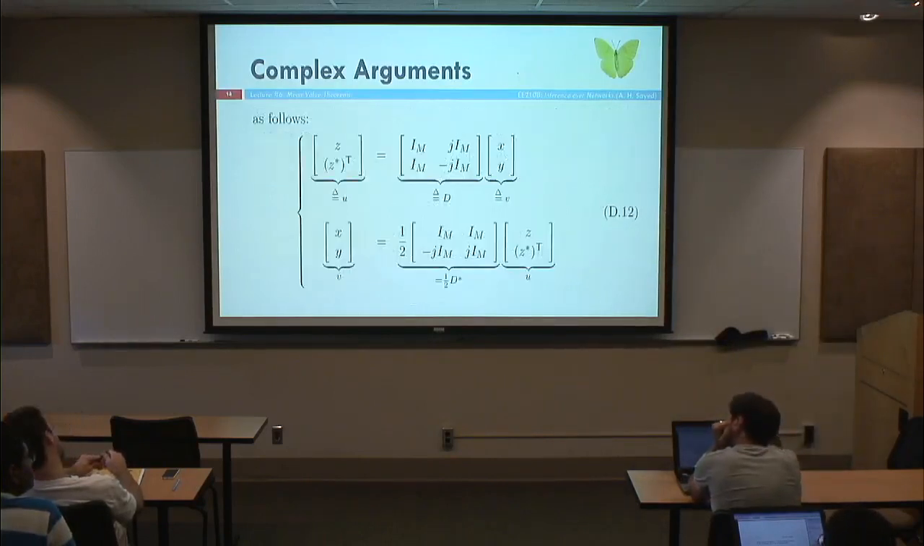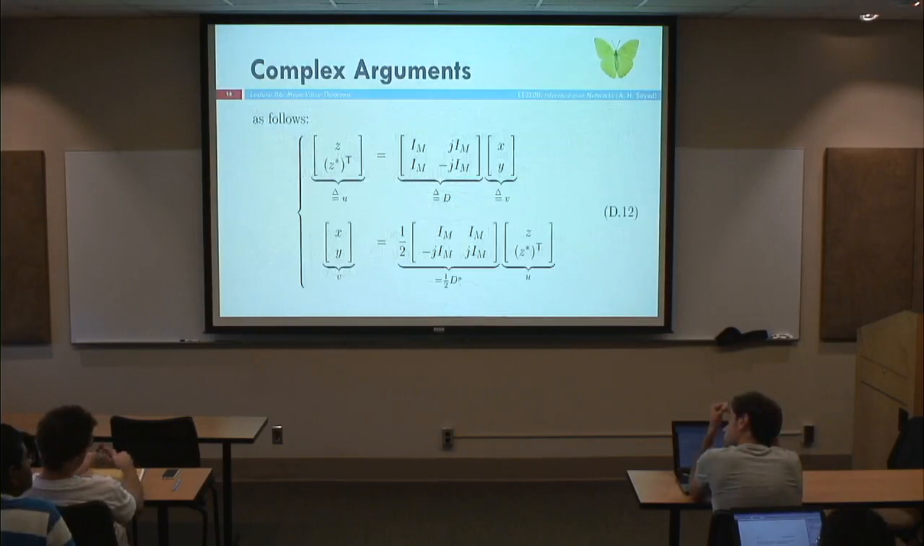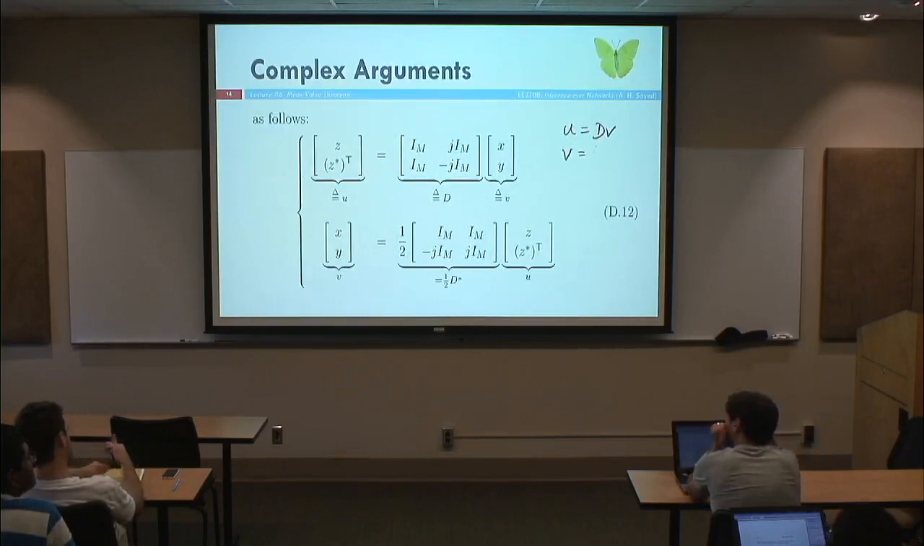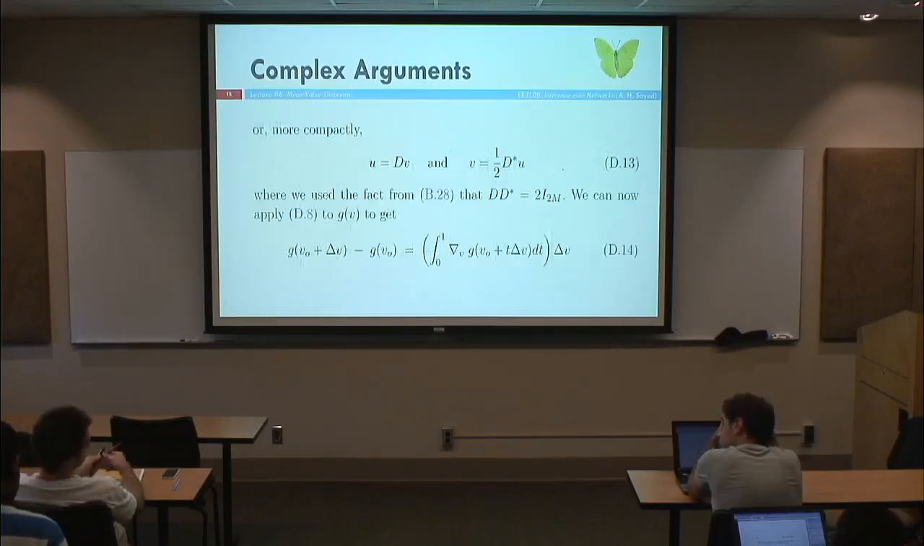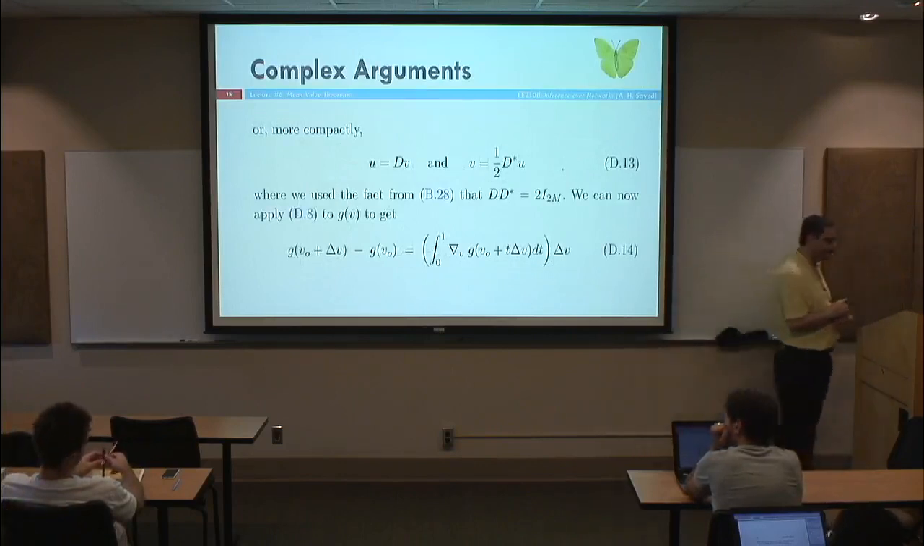Okay, so this is here. This is the column x, y. This is the column z, z star transpose. And you already know how to go from u to v, or return back. These are the relations that take you from one to the other. That's what these relations are saying. So let's derive the results.